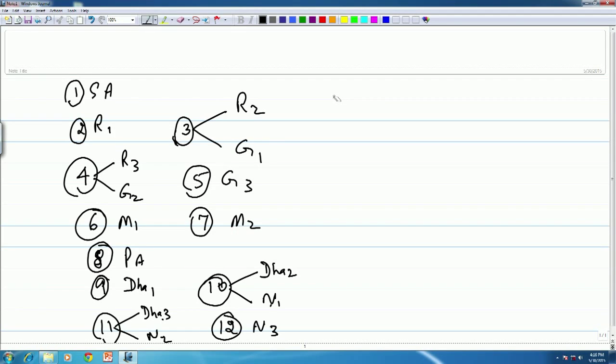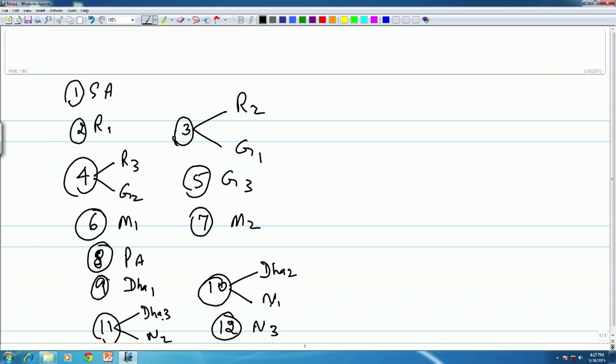To look at the schema again, the third Swarasthana could be either Chatushruti Rishabha or Shuddha Gandhara. The fourth Swarasthana could be either Shatshruti Rishabham or Sadharana Gandharam. Again, the 10th Swarasthana could be either Chatushruti Dhaivata or Shuddha Nishada. The 11th Swarasthana could either be Shatshruti Dhaivata or Kaishiki Nishada.